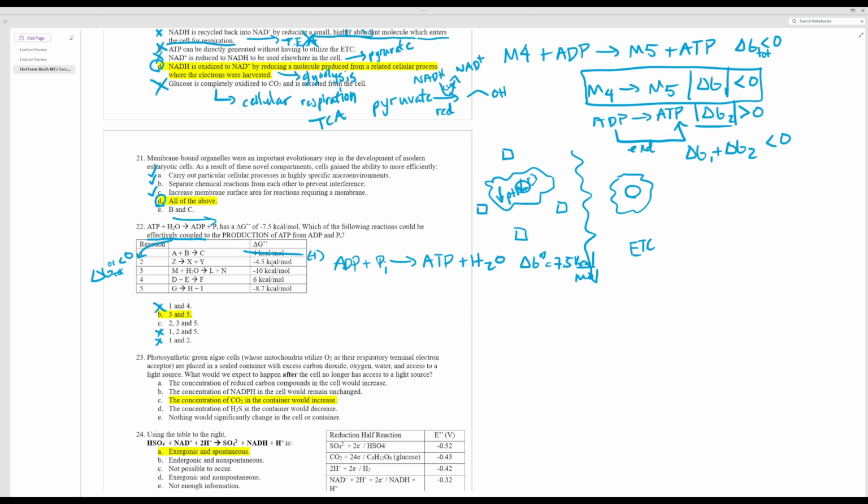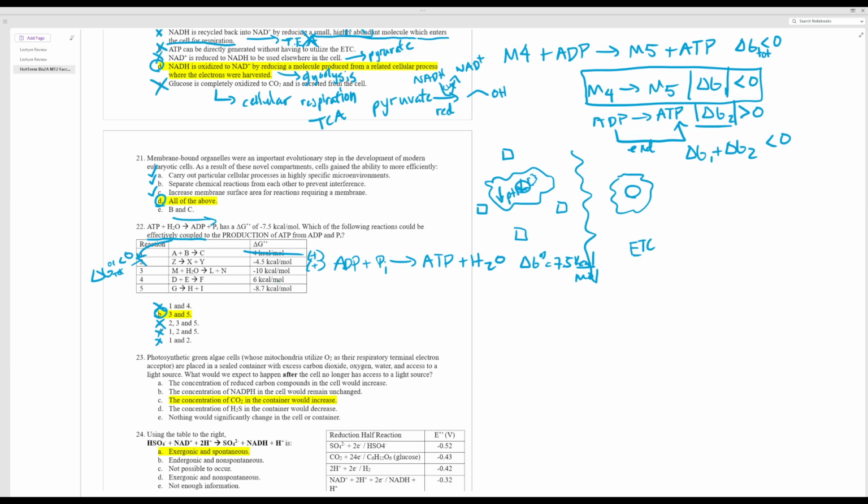I have negative 4.5 kilocalories per mole. Well, negative 4.5 kilocalories per mole, plus a positive 7.5 kilocalories per mole. Well, negative 4 plus 7.5 is 3 kilocalories per mole, which is still positive, so that doesn't work. And so any answer choice with that could automatically get taken out, and so that only leaves us with answer choice B. But B says answer choices 3 and 5.